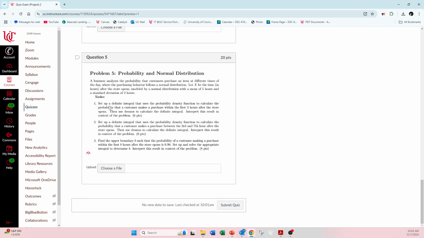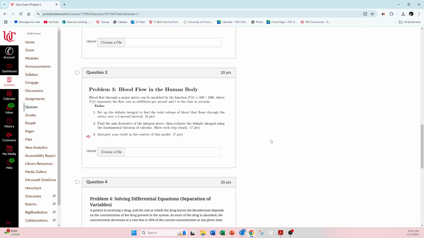But here I say you can set up the definite integral and then use Desmos to calculate the definite integral. So you don't have to find the antiderivative there. You can just use Desmos to calculate that definite integral to find the probability. Same thing with task 2. And then you have to do task 3 using really a technique of your choice. Hopefully that gives you some sort of indication of the changes that I made to that.